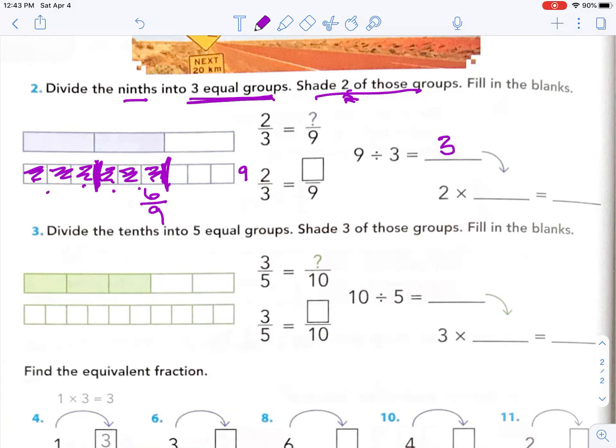I got 3. Then what did I do? I multiplied each of those groups by the 2 sections. See, so there's 1 section and 2 sections. 1, 2, 3, 4, 5, 6. And then I got 6. I'm sorry, I didn't multiply. I got 6. My answer is 6. 2 times 3 is 6. So the answer is 6 ninths.